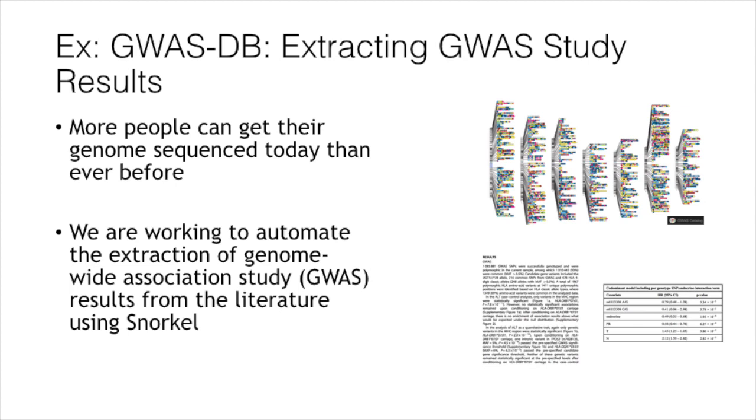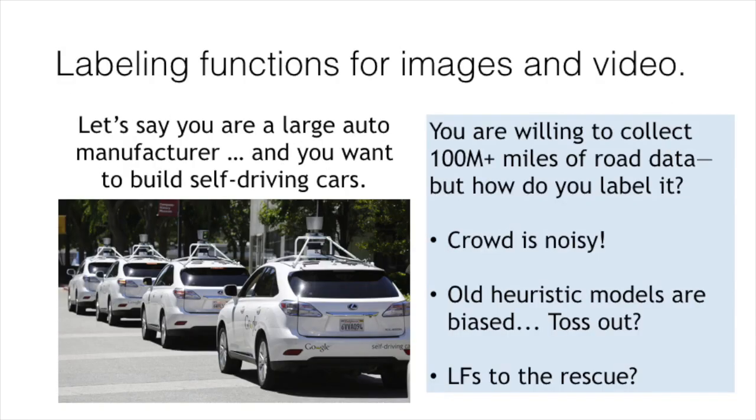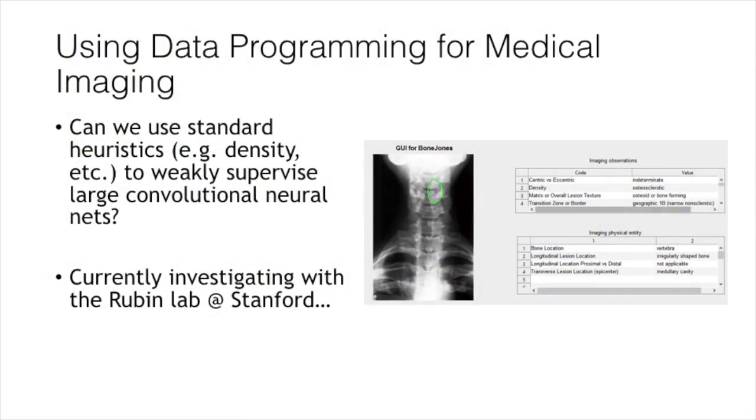We're also interested in thinking about labeling functions for videos and images. So suppose that you have the resources to collect hundreds of thousands of hours of road data, but you don't necessarily have the resources to label all of this data. This is a concern we've heard from people in the industry. You want to leverage various sources, which could be expressed as labeling functions like crowd labels, maybe simpler models that are biased or insufficient. And we want to know if we can use this paradigm to apply to these types of scenarios. And we're also, with Professor Rubin, who's in the audience, starting to explore applying this to medical imaging tasks, seeing if we can use some of the standard heuristics, such as density and so on, to weakly supervise large conv-nets using this framework.